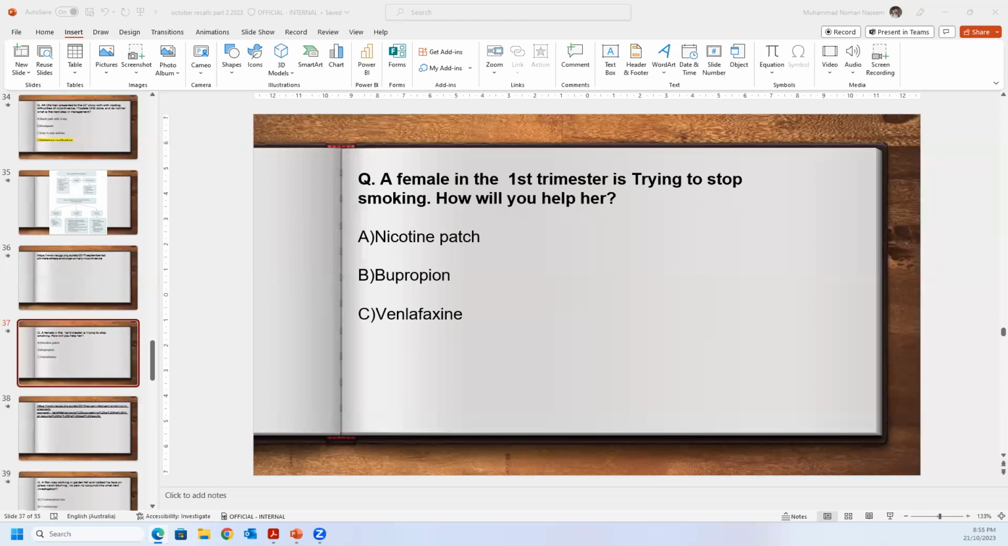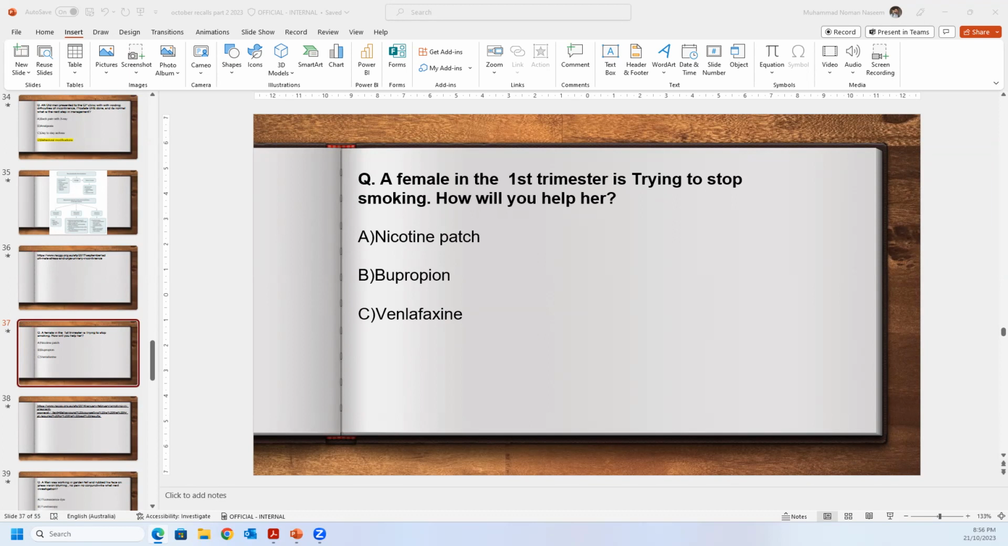I'm just going to show you guys what it does. Sorry, just give me a minute. So, can venlafaxine be used in pregnancy? It doesn't cause fetal abnormalities, but it has been associated with an increased risk of spontaneous abortions. So it's not safe in pregnancy.